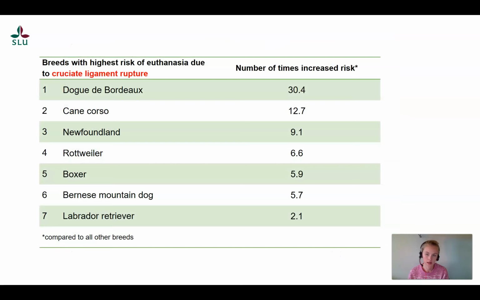Some dogs also had higher risk for euthanasia due to cruciate ligament rupture. You can see them here. And all these breeds are large or giant. In first place we have the Dogo de Bordeaux, which has 30 times increased risk of euthanasia due to cruciate ligament rupture compared to all other breeds included in the database.